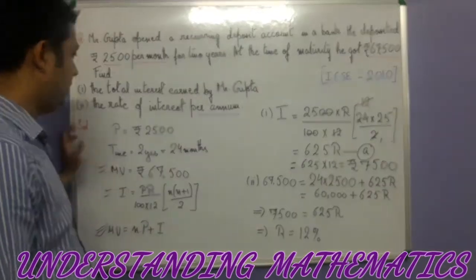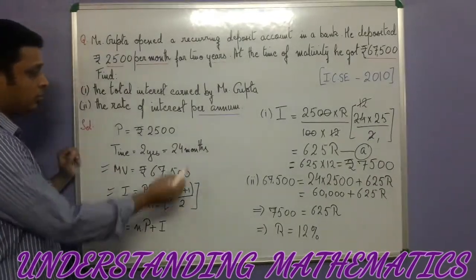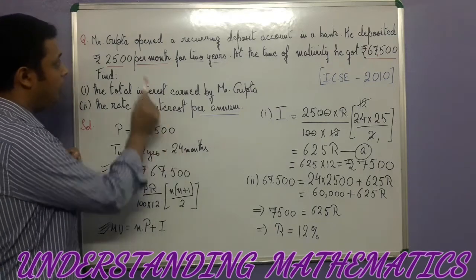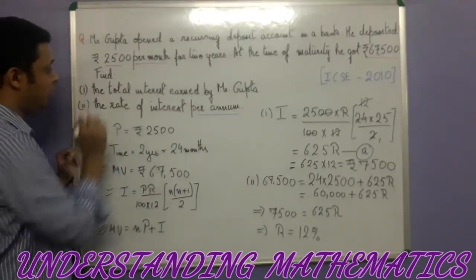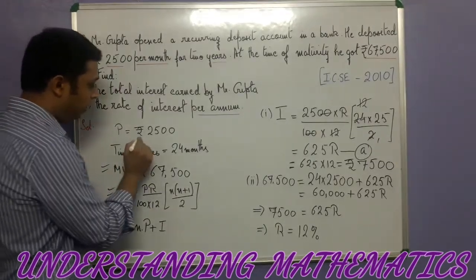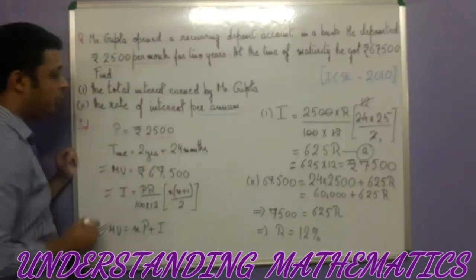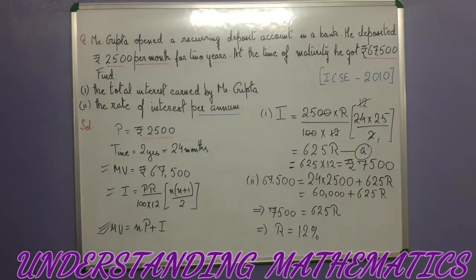Clear? So now let us do the revision. So this is the amount the person, that is Mr. Gupta, was paying per month to the bank, and after this what was happening?